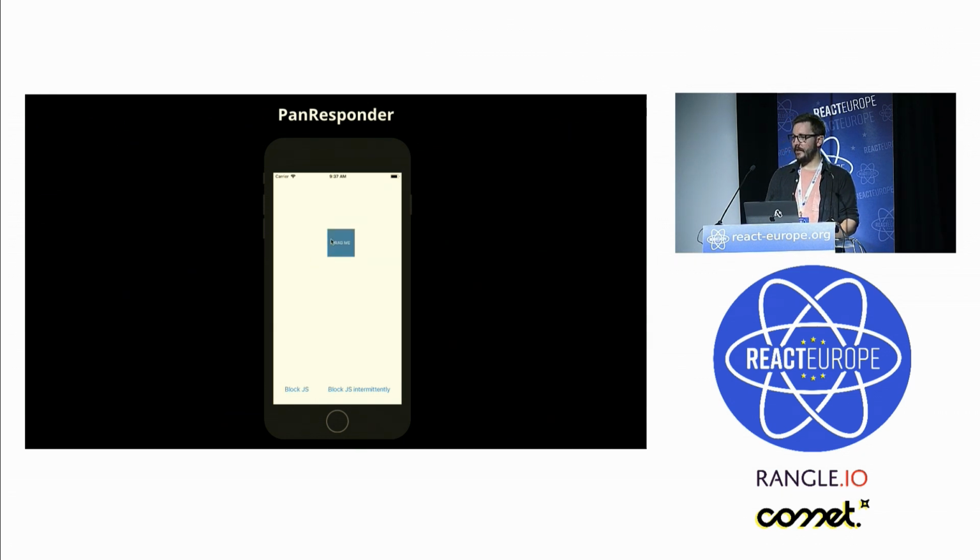So the question was, how are you blocking the thread? There's some examples in the repo that I put up, but basically you can just do a while loop. Just a while loop, and then once however many milliseconds have passed, stop the while loop. That's the easiest way to do that.